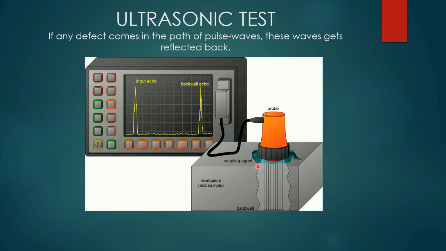You can see over here, when there is nothing inside this object, the wave was not changing. When there is a defect, this wave is changed over here. You can see the flaw echo. From the CRO, cathode ray oscilloscope, you can easily identify how deep it is.